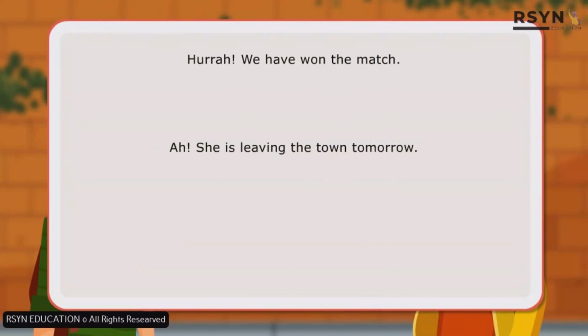Hooray! We have won the match. Ah, she's leaving the town tomorrow. Bravo! You have done very well in the test.